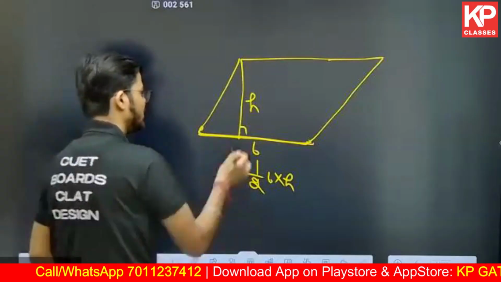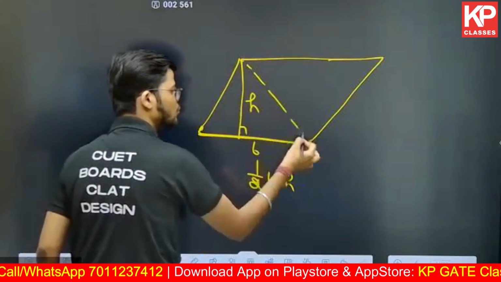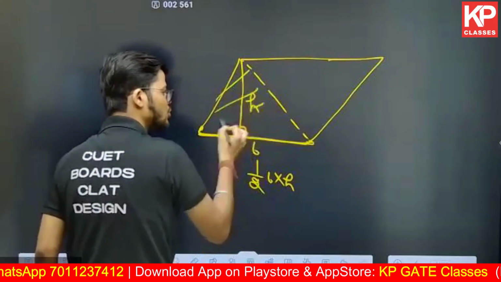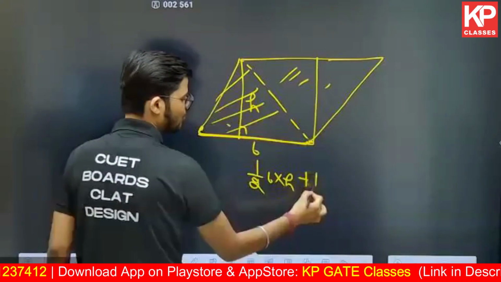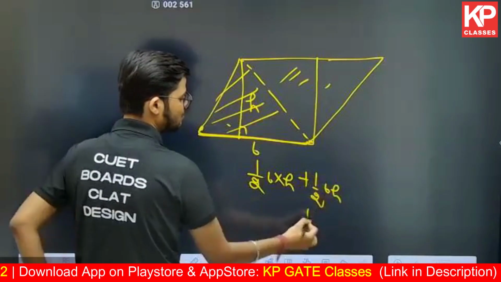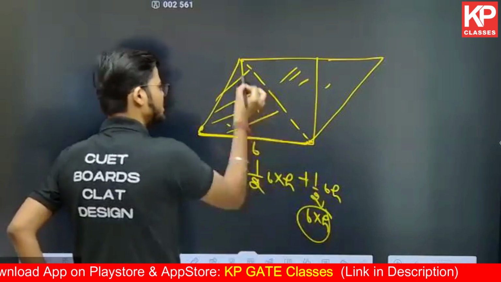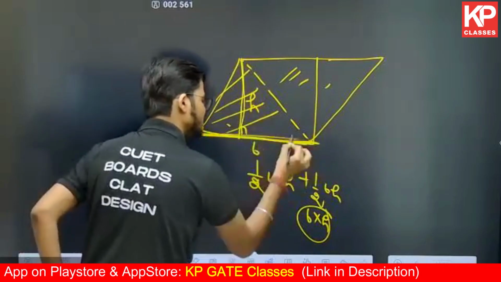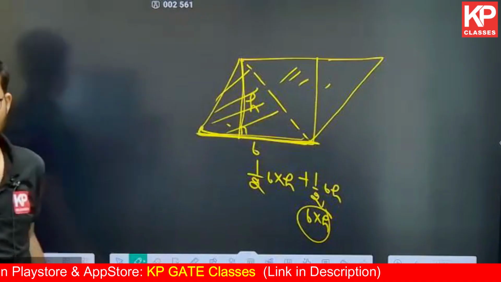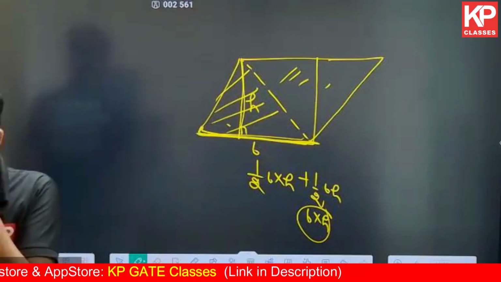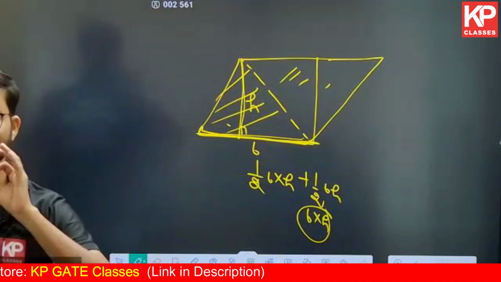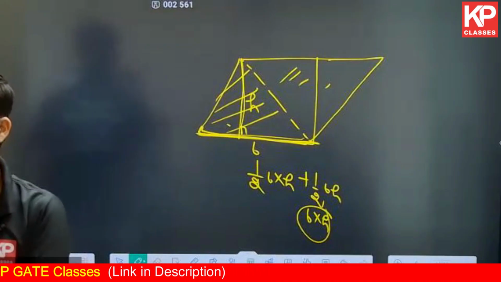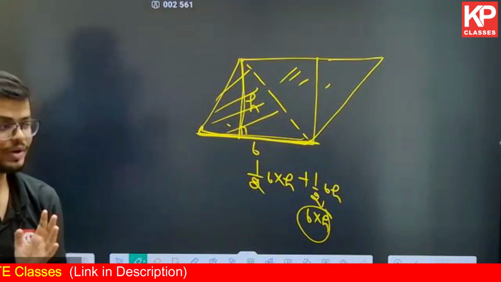Not 1 upon 2 bh. We are going to divide it into two parts. This part's area is going to be 1 upon 2 bh, and this part's area is going to be 1 upon 2 bh. So the area is bh. That means this height multiplied by this base is the area. How we find this out, we will discuss that. This is with respect to how to find area in case of a parallelogram.